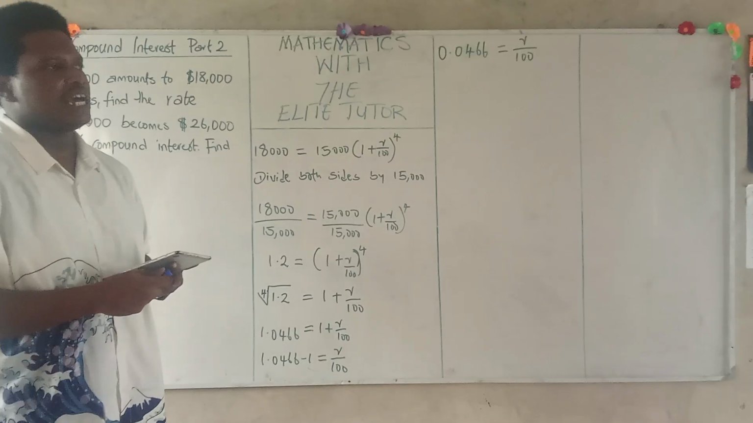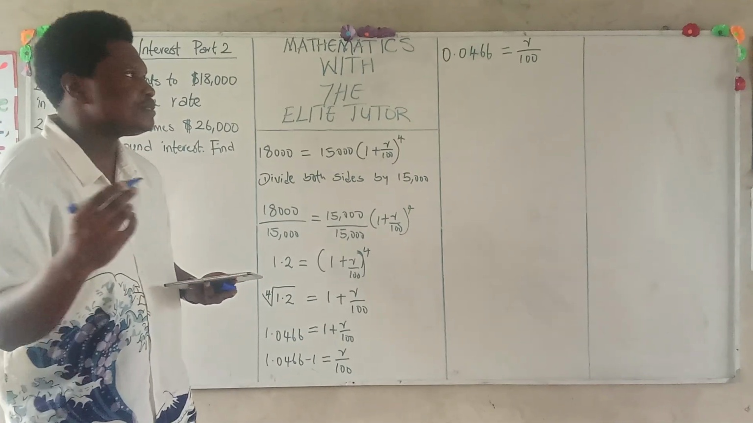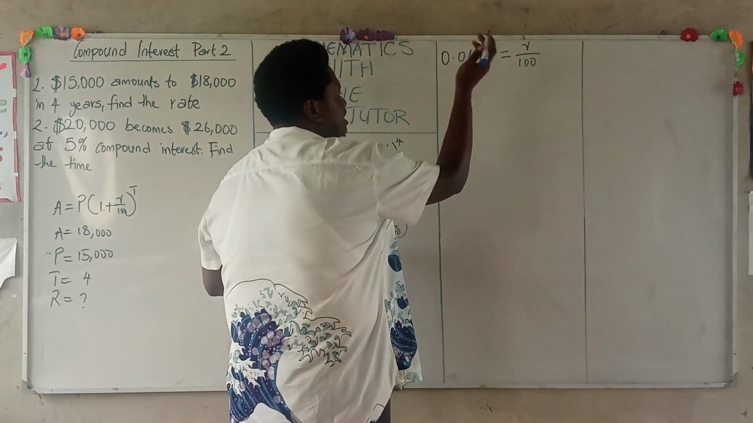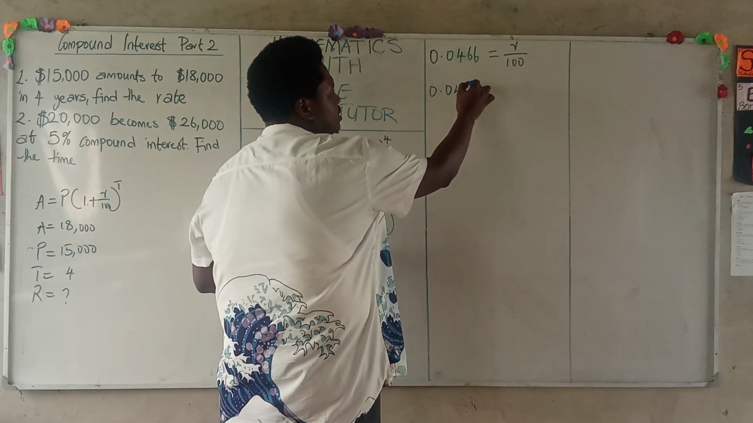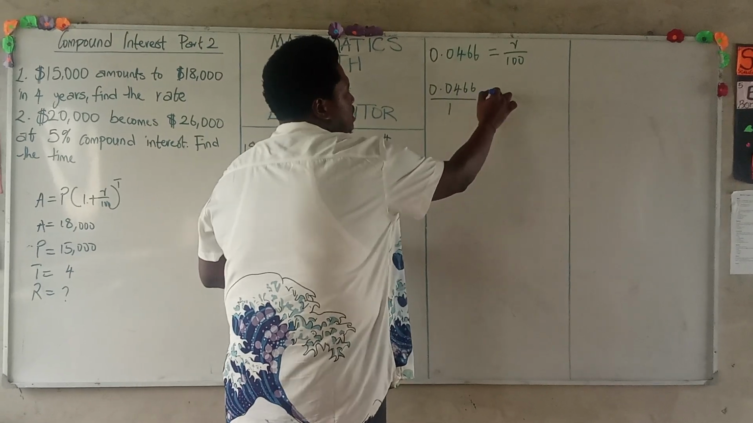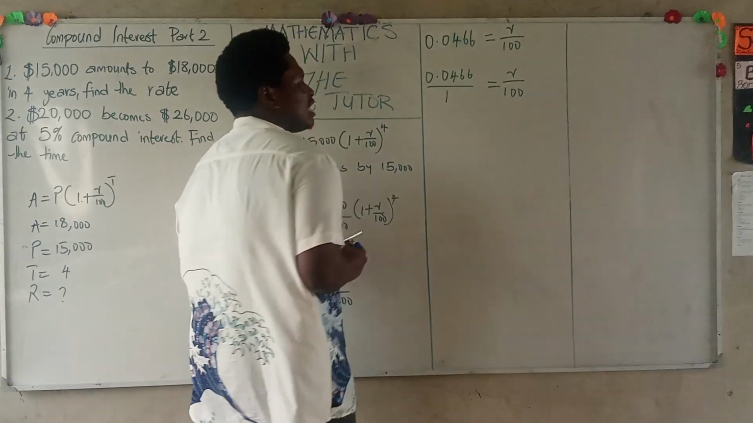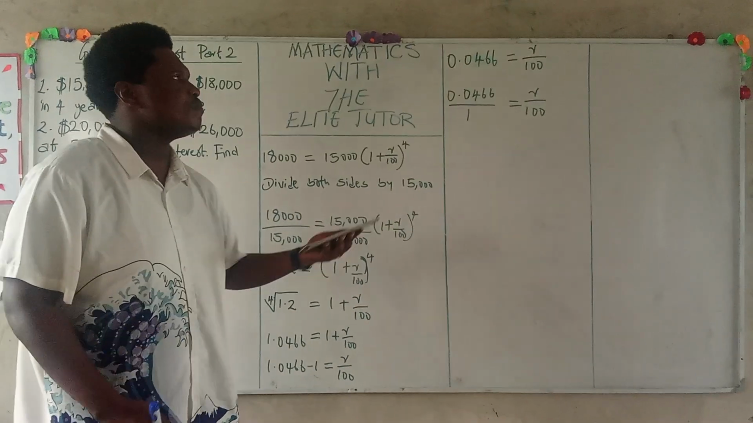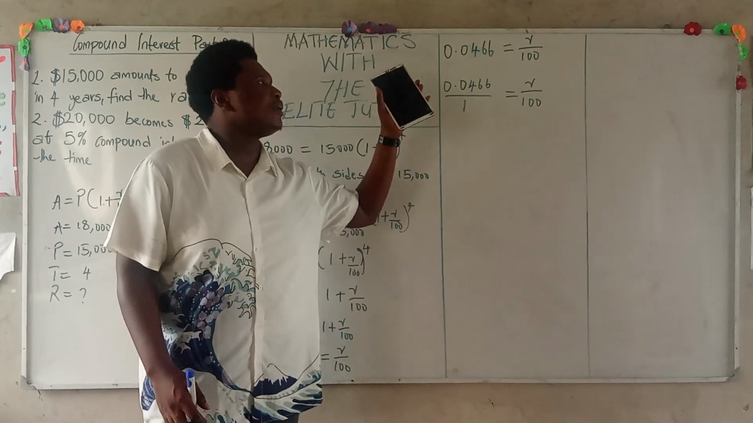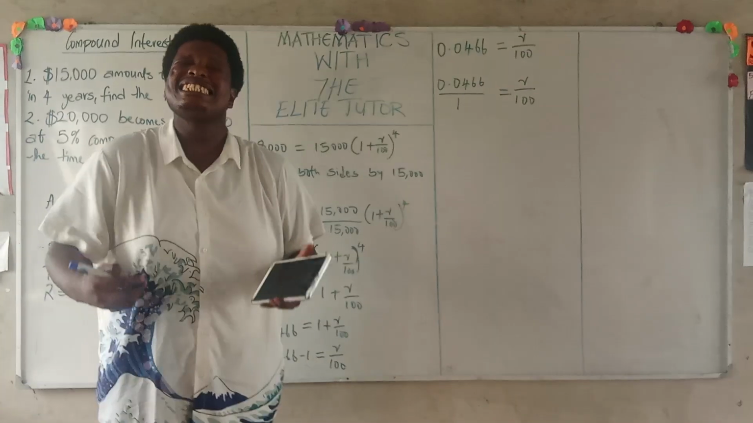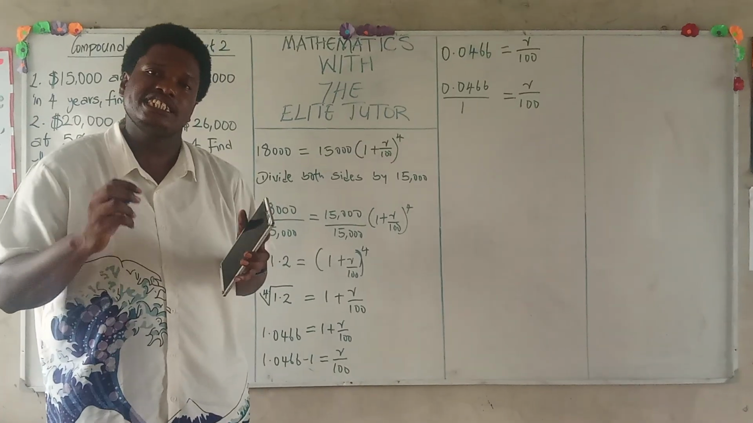What are we going to do next? At this point, in order for us to find our r, we are going to cross multiply. So we can see that this can be written as 0.0466 over 1 is equal to r over 100. Now, why did I say over 1? I tried to make it look like r over 100, like a fraction form. 0.0466 divided by 1 is still the same thing as 0.0466. The only thing here, it has changed form.